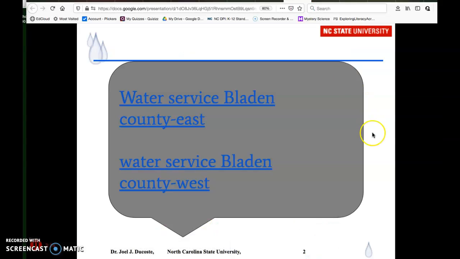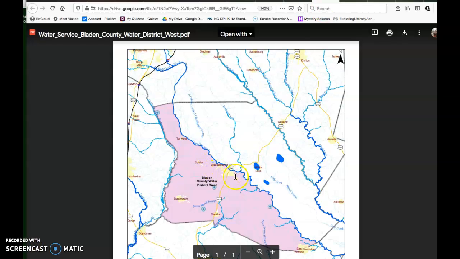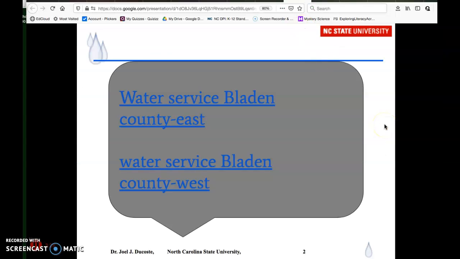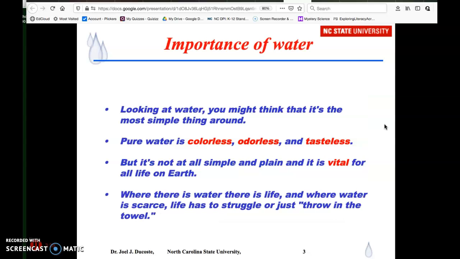So we're going to distinguish. For the most part, we're talking about water treatment, so that means the people that live within these yellow districts right here. But we're also going to discuss just a little bit what it's like for people who live outside those districts as well. So this is water treatment. Here's where your notes start.